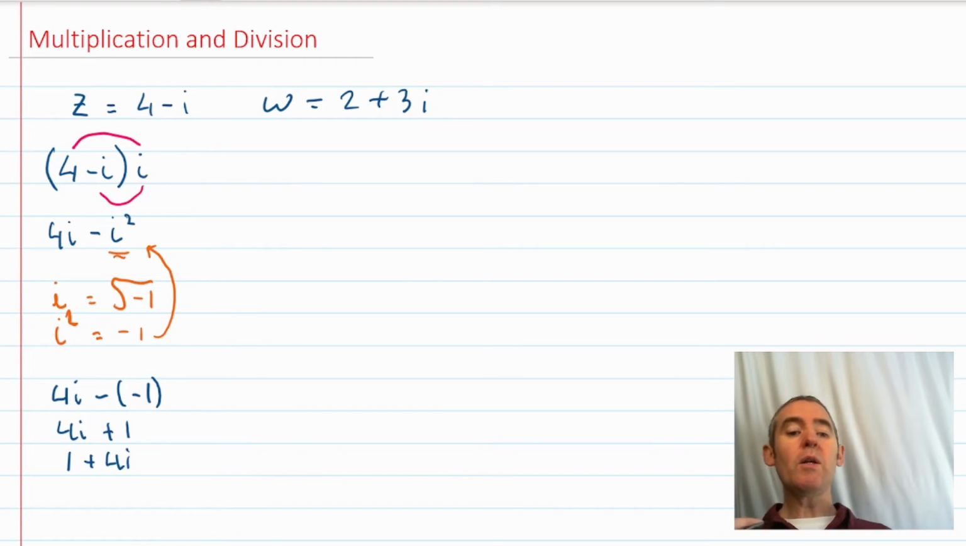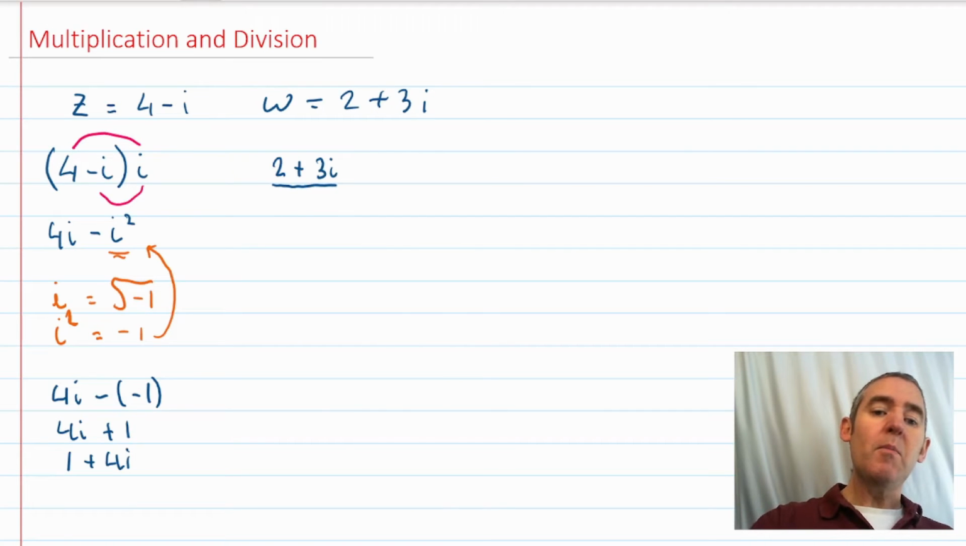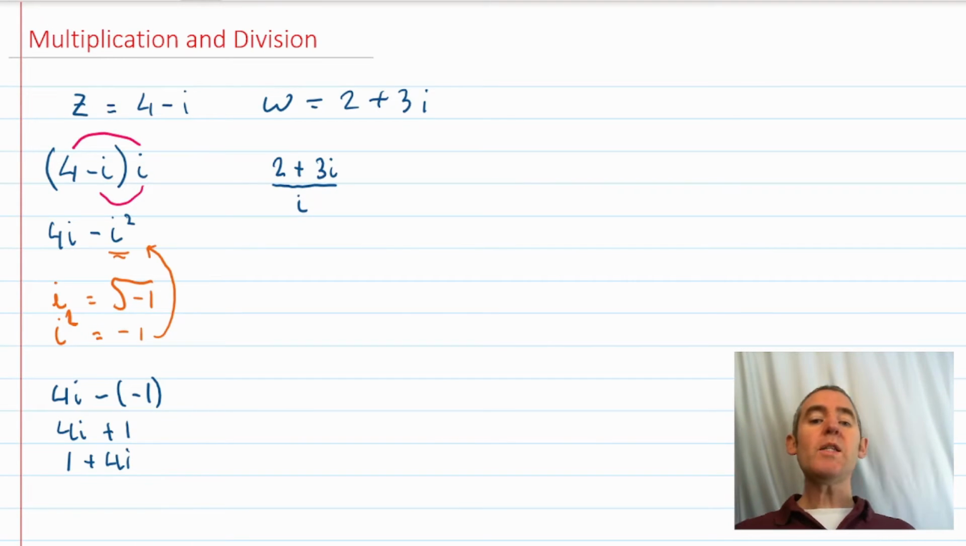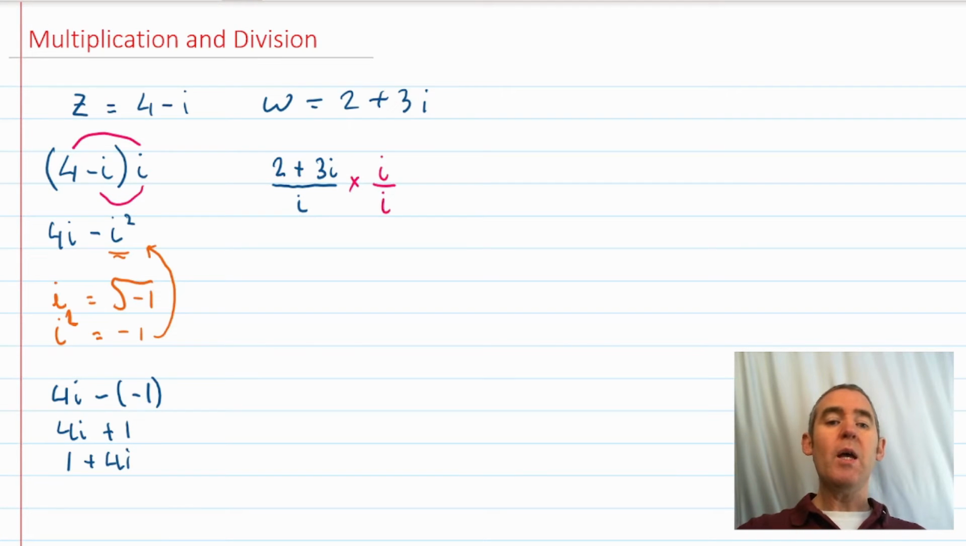Now, in division, what we're going to do is, if we look at dividing w here, 2 plus 3i, dividing that by i. In this case, what we really want to do is simplify this and try and get rid of the i on the bottom. So to do that, we're going to multiply the top and bottom by i. And if you see on the bottom, if you multiply i by i, you'll get i squared, and that will then turn into minus 1, which is great.